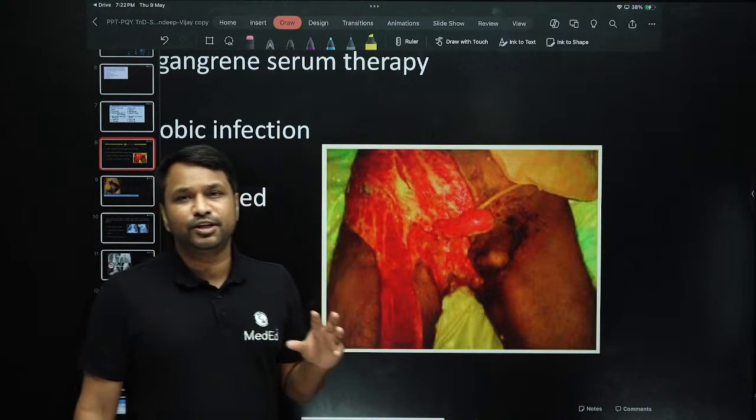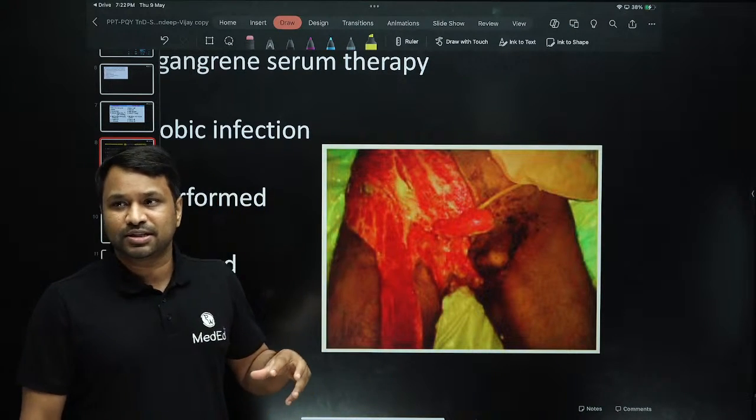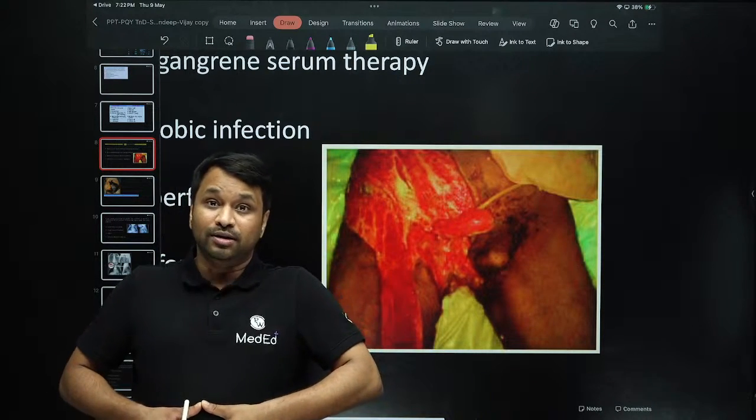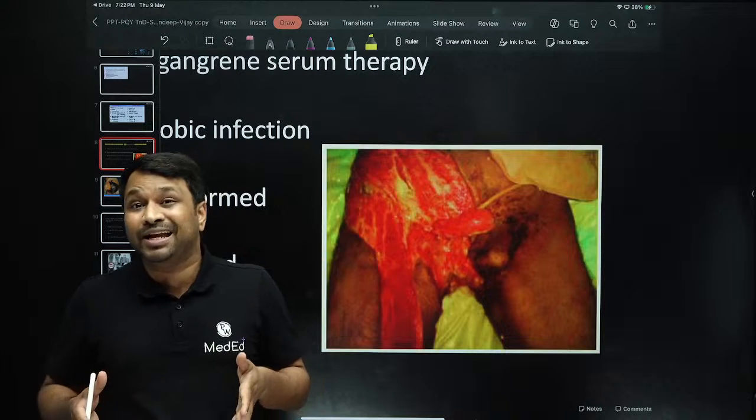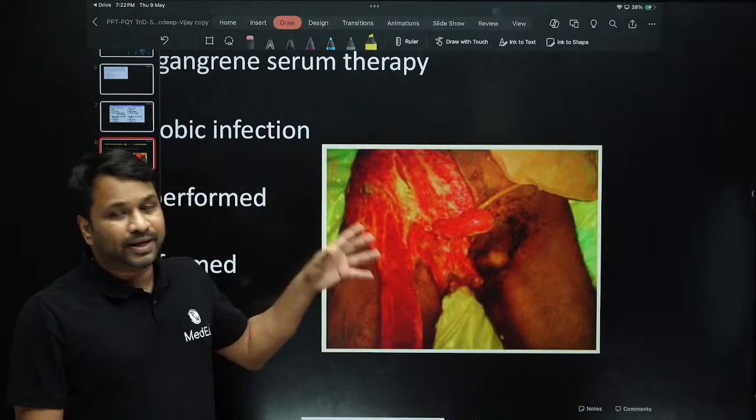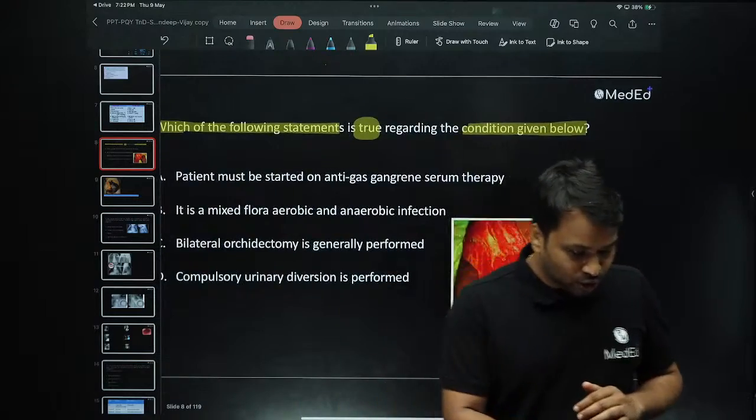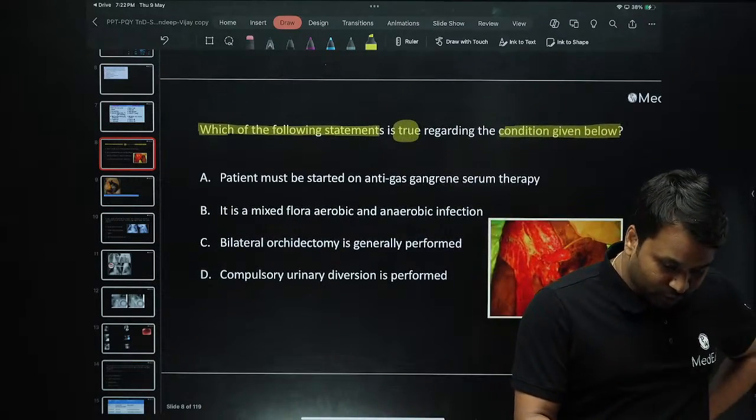Now, how do you differentiate? It always comes down to whether it involves only the post-operative abdominal wall, a synergistic gangrene, or it is a perineal synergistic gangrene. Either way, both of them are a combination of aerobic and anaerobic infection. So let's look at the options that we have. We're looking for the true statement, right?